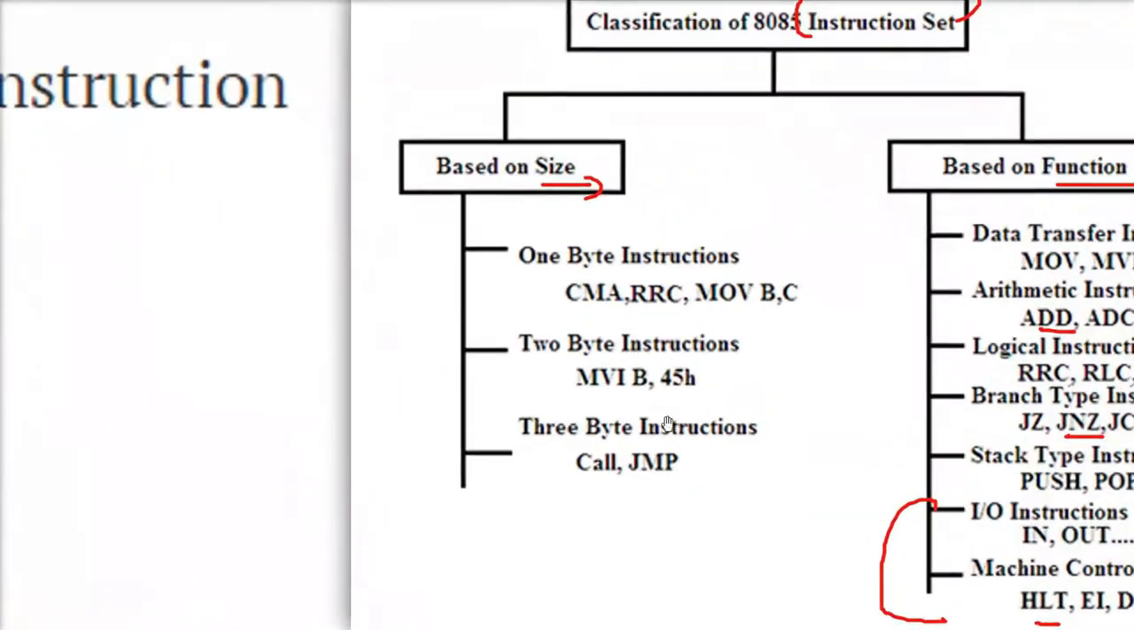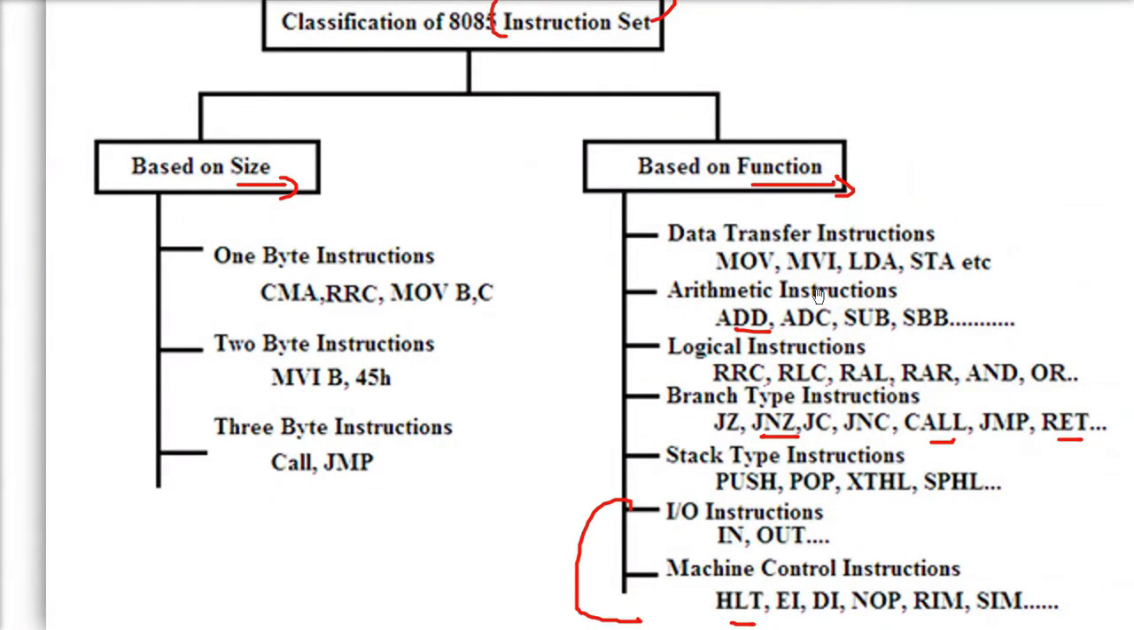On the basis of size also, we have 1 byte, 2 byte and 3 byte instructions. For example, MOV is a 1 byte instruction. But MVI, which is the same data transfer function, is a 2 byte instruction. It totally depends on the opcode and the data. Then we have the 3 byte instructions called CALL and JMP. These are all 3 byte instructions.